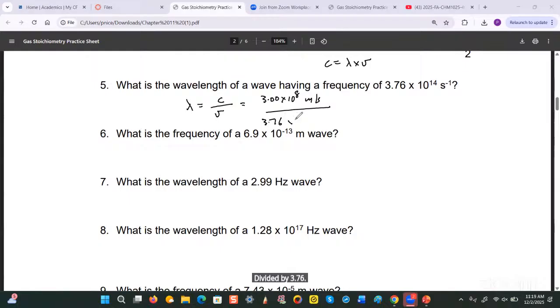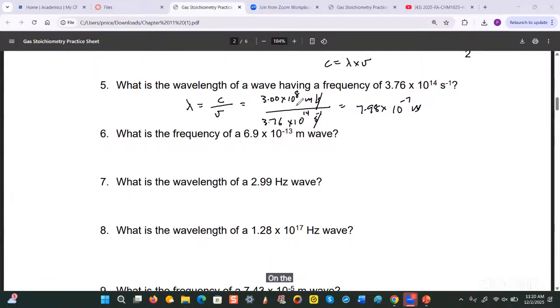3.76 times 10 to the 14, not minus 14. It should be 14 seconds to the minus 1. And that's it. So 3 times 10 to the 8 divided by 3.76 times 10 to the 14. And according to my calculation, I got, rounded off, 7.98 times 10 to the minus 7 meters, because the units go with that, and that's it. All right? Any questions about this one? Any questions out there in Zoom?